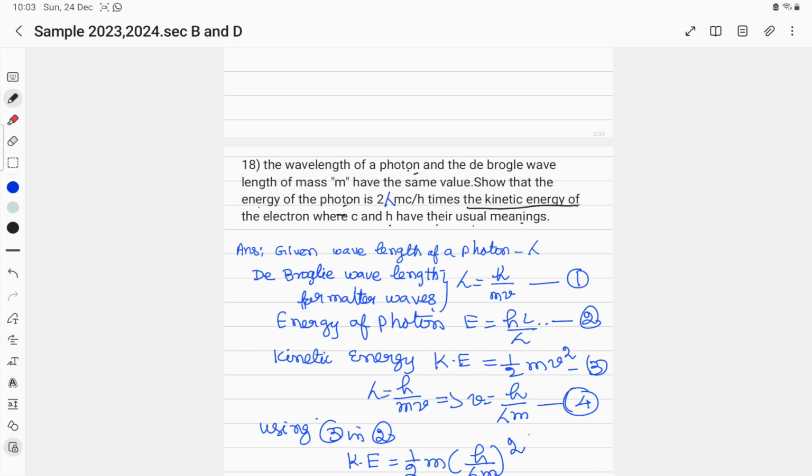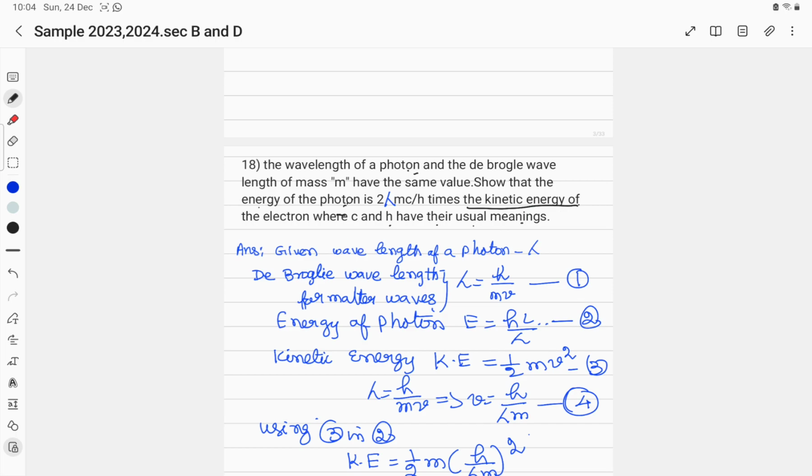The wavelength of a photon, we know, is lambda, and the de Broglie wavelength of mass m has the same value. Therefore, the de Broglie wavelength for matter waves is lambda equals h by mv. And then show that energy of photon: first we know energy of photon E is equal to hc by lambda. We have to prove that the energy of the photon is 2 lambda mc by h times the kinetic energy of the electron.